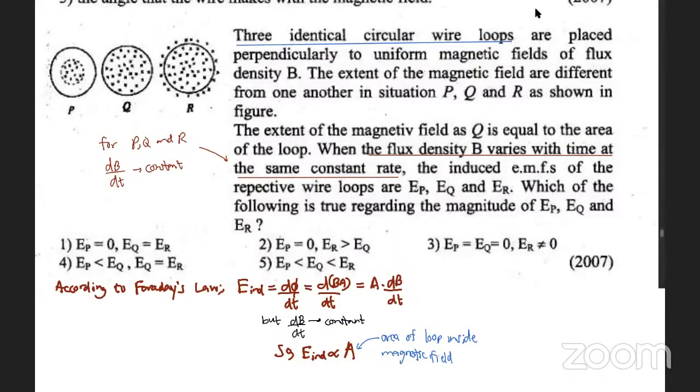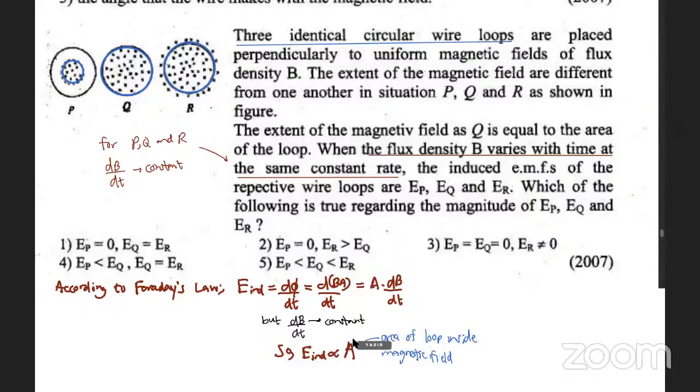So if I mark those areas in blue color, this is the area for P. And for Q, this is the area; the entire loop is in the field. And for R also, this is the area. When you say area, the magnetic field and the loop both must intersect. Got it, people? I can't take the area outside the loop, because this A is the area of the loop inside the magnetic field.